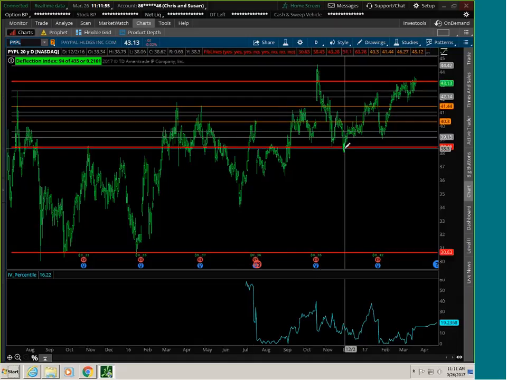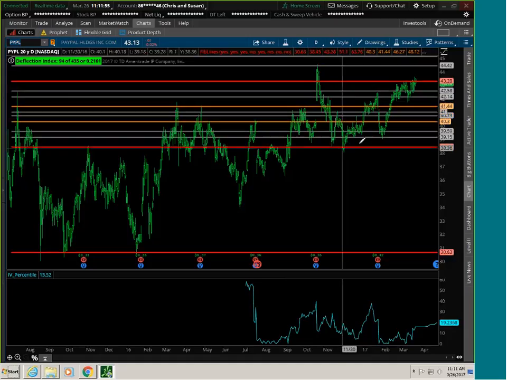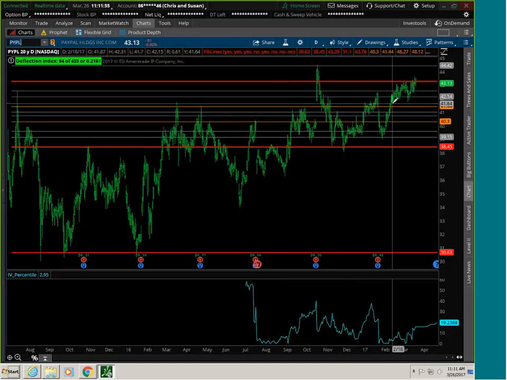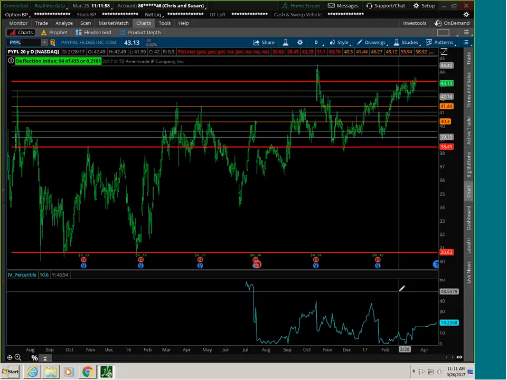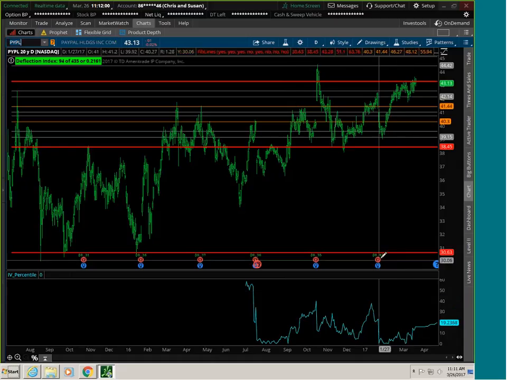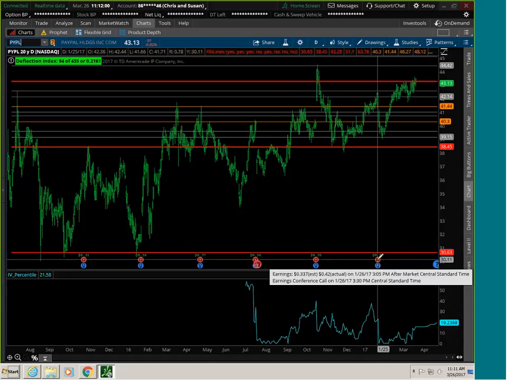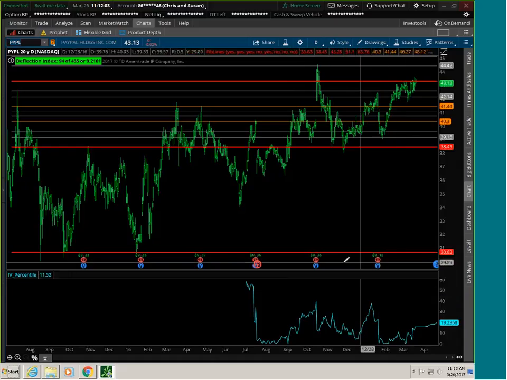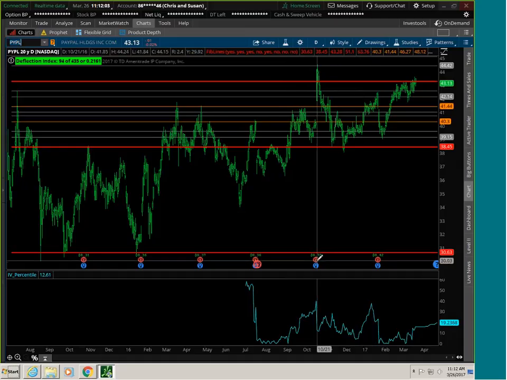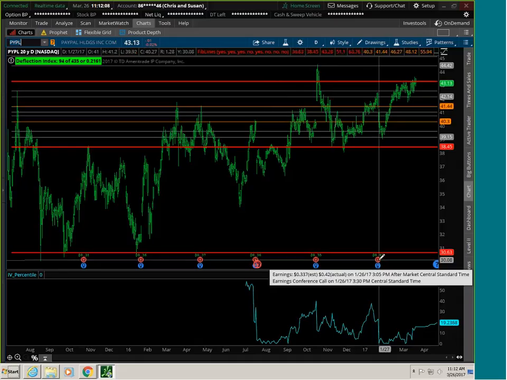A cool feature of Thinkorswim is you can hold your mouse over these red things here and see what the earnings were, for example. They were estimated to make 33, and they made 42. Estimated to make 26, and they made 35. Estimated to make 29, and they made 36. Estimated to make 29, and they made 37. So they seem to be beating earnings consistently. So I like PayPal. I'm sticking with it. I like financials generally also, especially web-based ones.